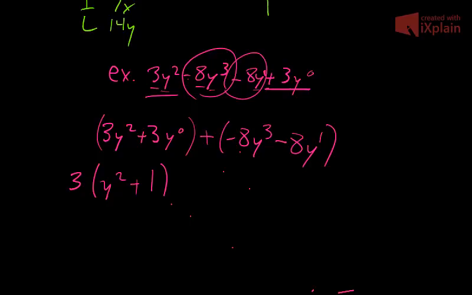And now I'm going to have plus, and over here I can take out a negative 8, and I can also take out a y to the first. So that's what I'm going to do. Negative 8y to the first.